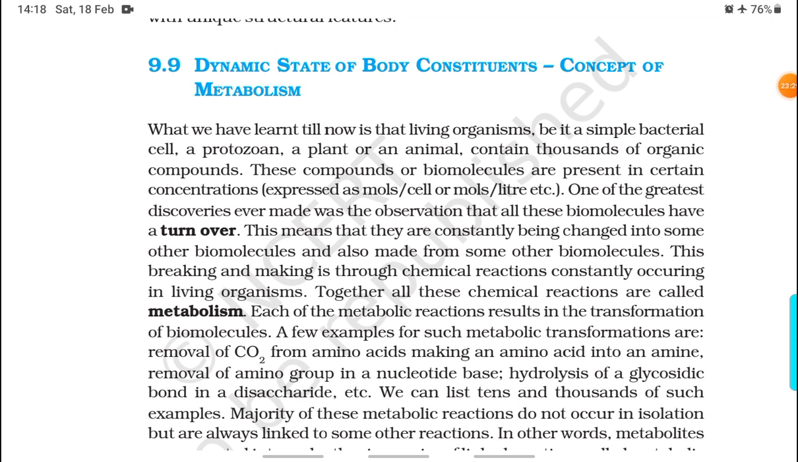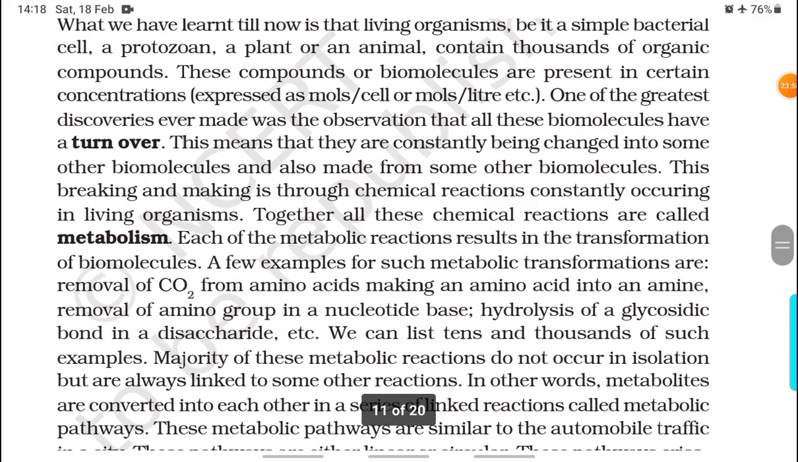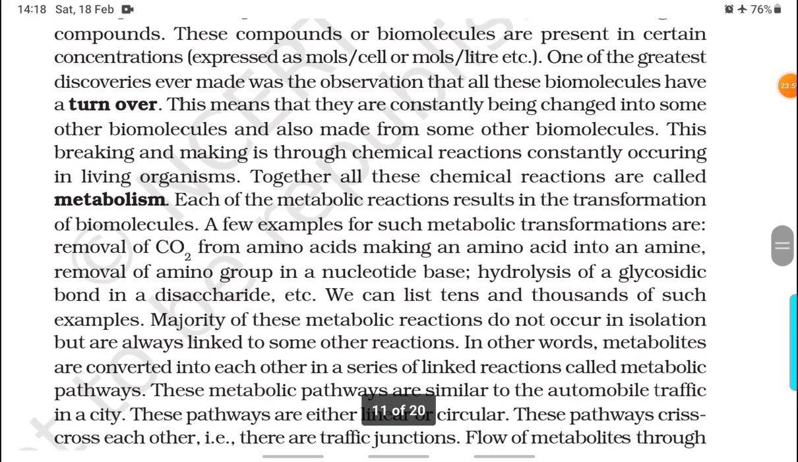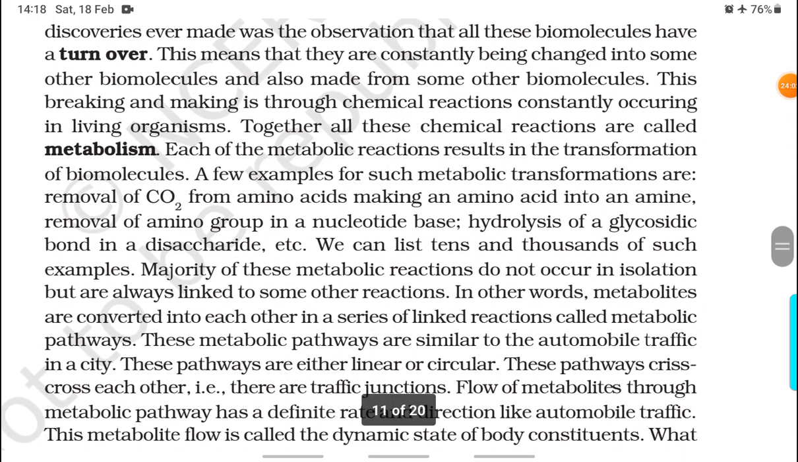Dynamic state of body constituents, the concept of metabolism. What we have learned till now is that living organisms, be it a simple bacterial cell, a protozoan, a plant, or an animal, contain thousands of organic compounds. These compounds or biomolecules are present in certain concentrations, expressed as moles per cell or moles per liter, etc. One of the greatest discoveries ever made was the observation that all these biomolecules have a turnover. This means that they are constantly being changed into some other biomolecules and also made from some other biomolecules.